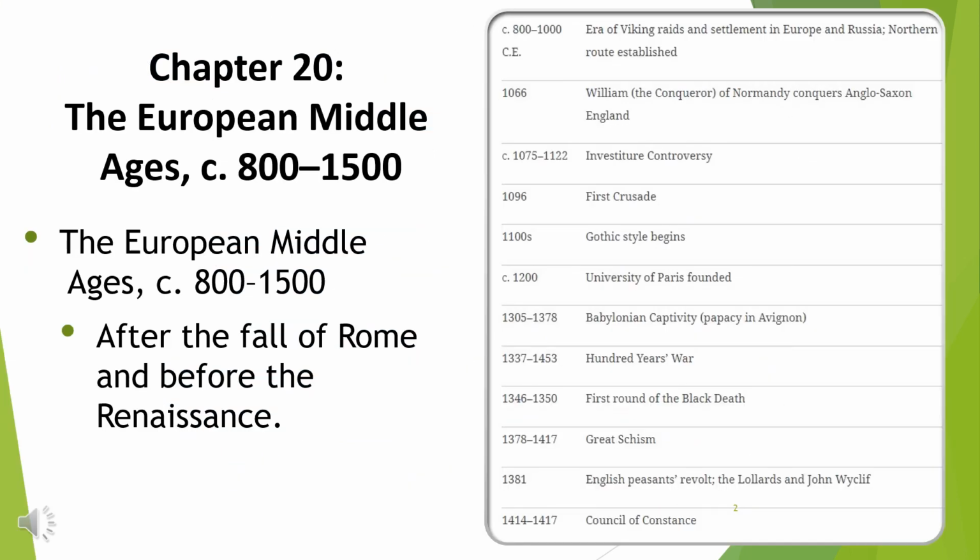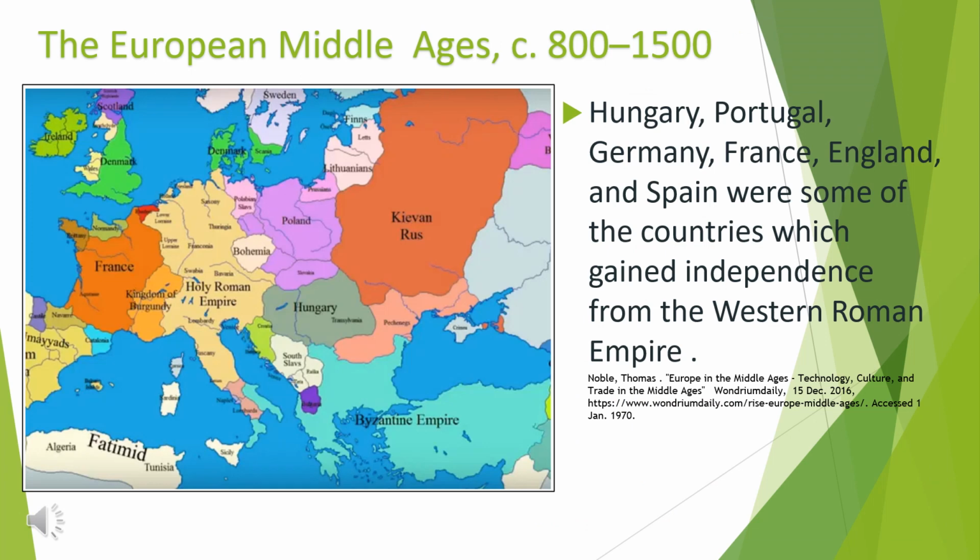The European Middle Ages occurred after the fall of the Roman Empire and before the Great Renaissance. It was a time of great resurgence as the country was able to bring itself back to life. The countries that were a part of Europe around the time of the Middle Ages were Hungary, Portugal, Germany, France, England, and Spain. They were also some of the countries which gained independence from the Western Roman Empire.